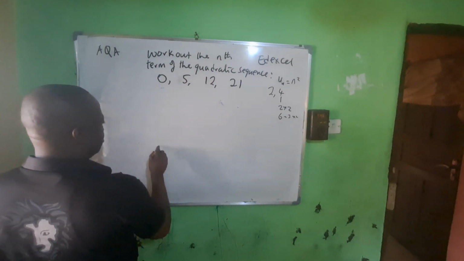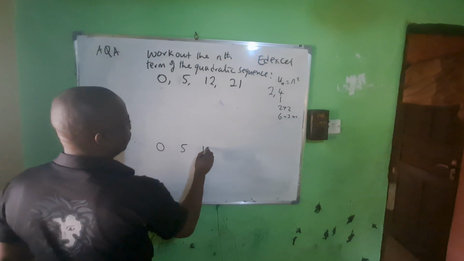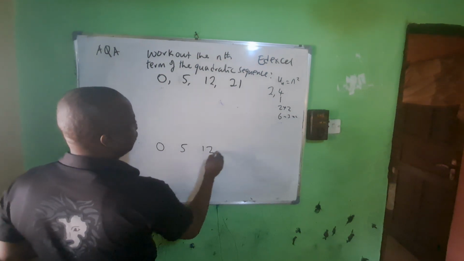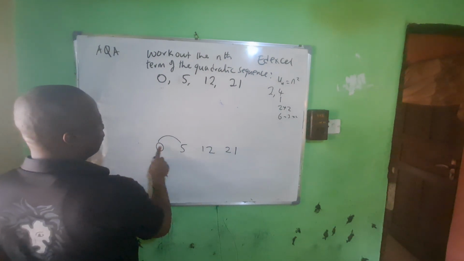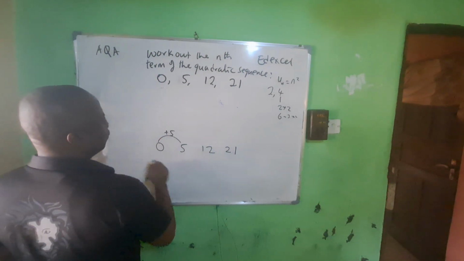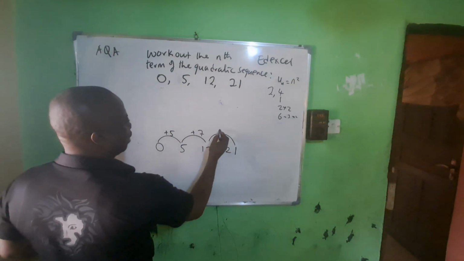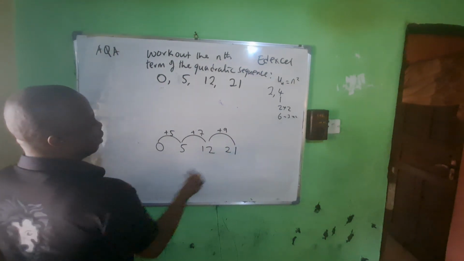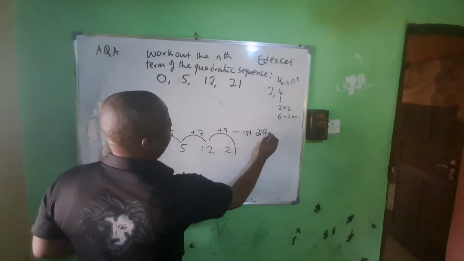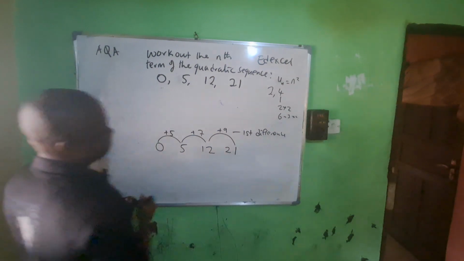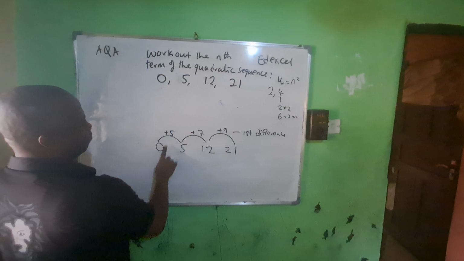See, we have 0, 5, 12, 21. Now, if I am to move to 5 from 0, the difference is 5. I will add 5, then I will add 7, then I will add 9. See that? Now, this is the first difference. That is 5 minus 0 is 5.